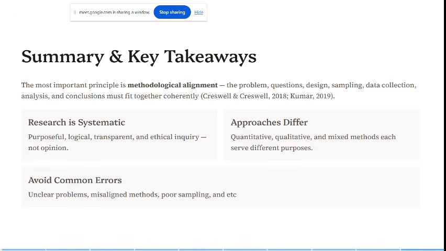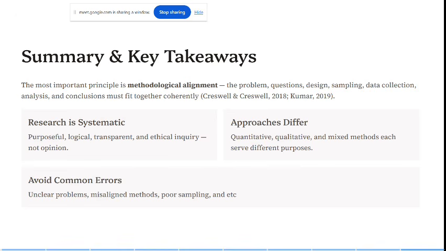Research is systematic work. There is a purpose or a goal, and it should be logical, it should be transparent, and ethical inquiry is necessary. This is because we need to consider evidence each time, and not opinion.